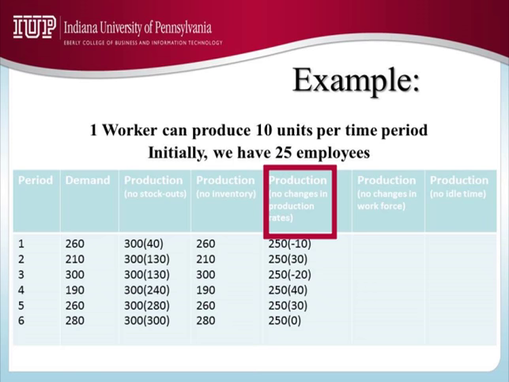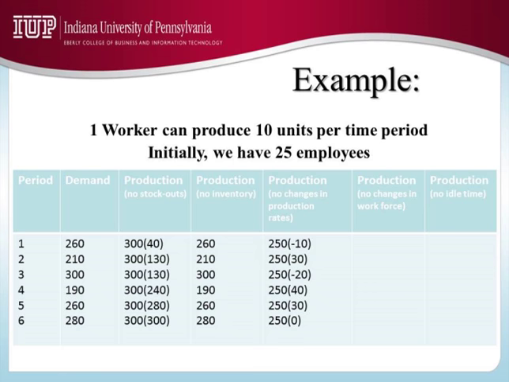Next objective. What is happening here? Exactly the opposite of no changes. 260 in time period 1, 210, 300, 190. Every time there is a change in production rate. So how do you avoid that?